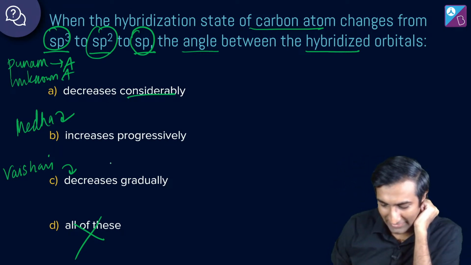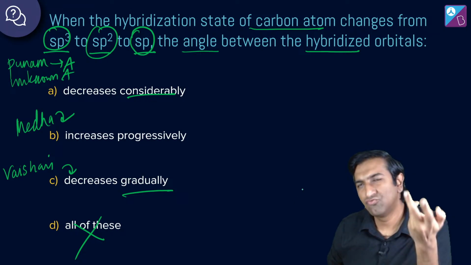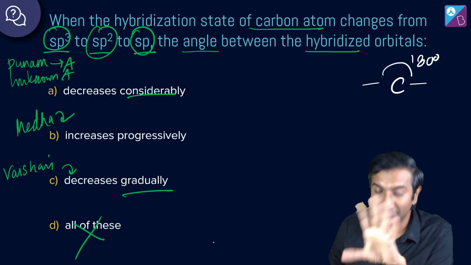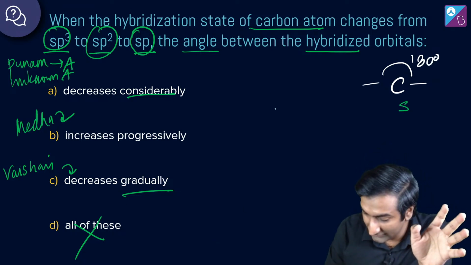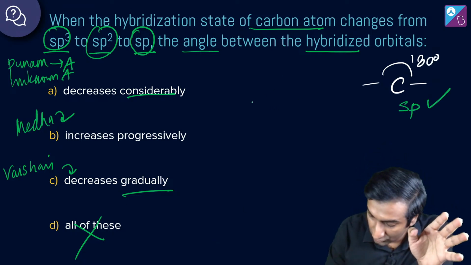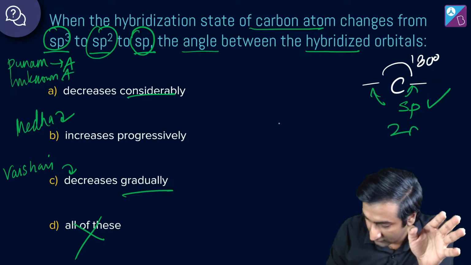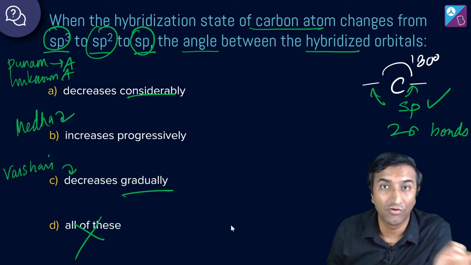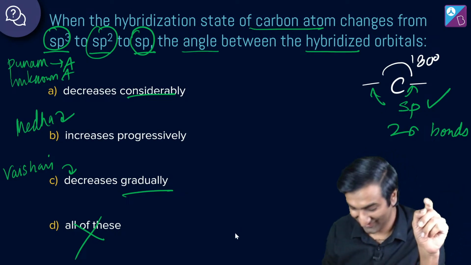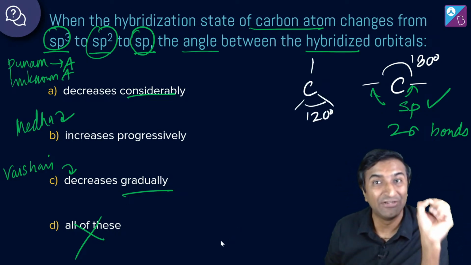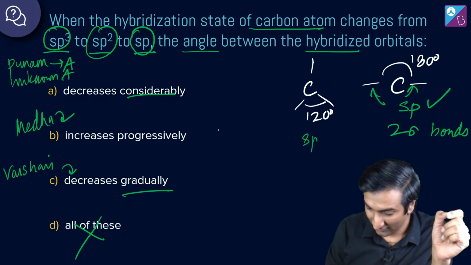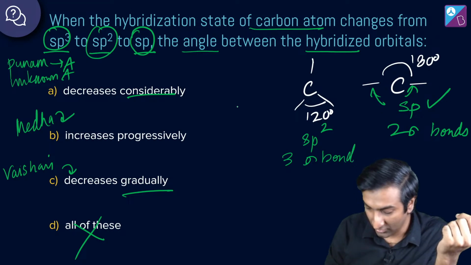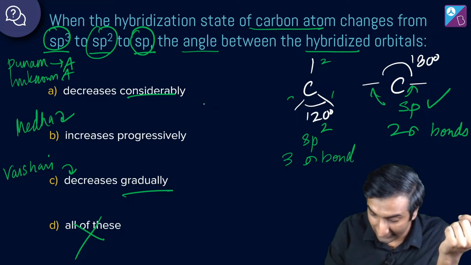ये कंसिडरेबली और ग्रेजुअली तो बहुत अजीब शब्द है. ठीक है, देखेंगे. सबसे आसान वाला देखते हैं पहले. This is sp, right? 2 सिग्मा बॉन्ड्स. ओके, एंगल है 180 डिग्री. नेक्स्ट वाला ड्रॉ. सबसे आसान पहले ना, easiest step first. नेक्स्ट वाला है sp2. ओके, 3 सिग्मा बॉन्ड्स. कौन से 3? 1, 2 and 3.